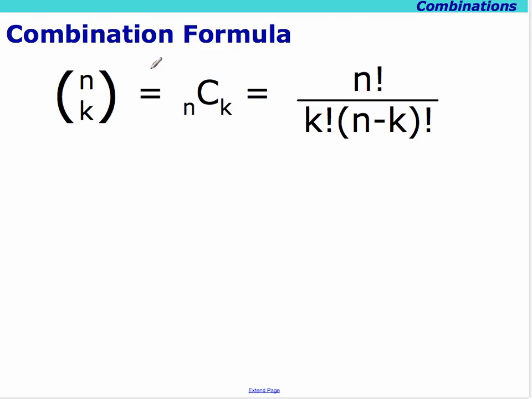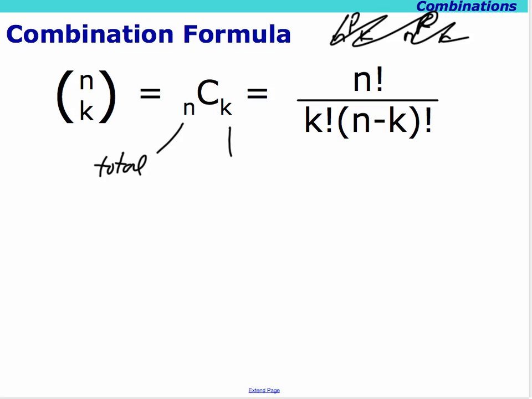Now, the formula for combinations is similar to permutations. Remember, we had n pick k, or n pick r. The combination formula is similar to that, where n stands for the total number of objects that you have, and k, or r, depending on your book, is how many you are selecting.